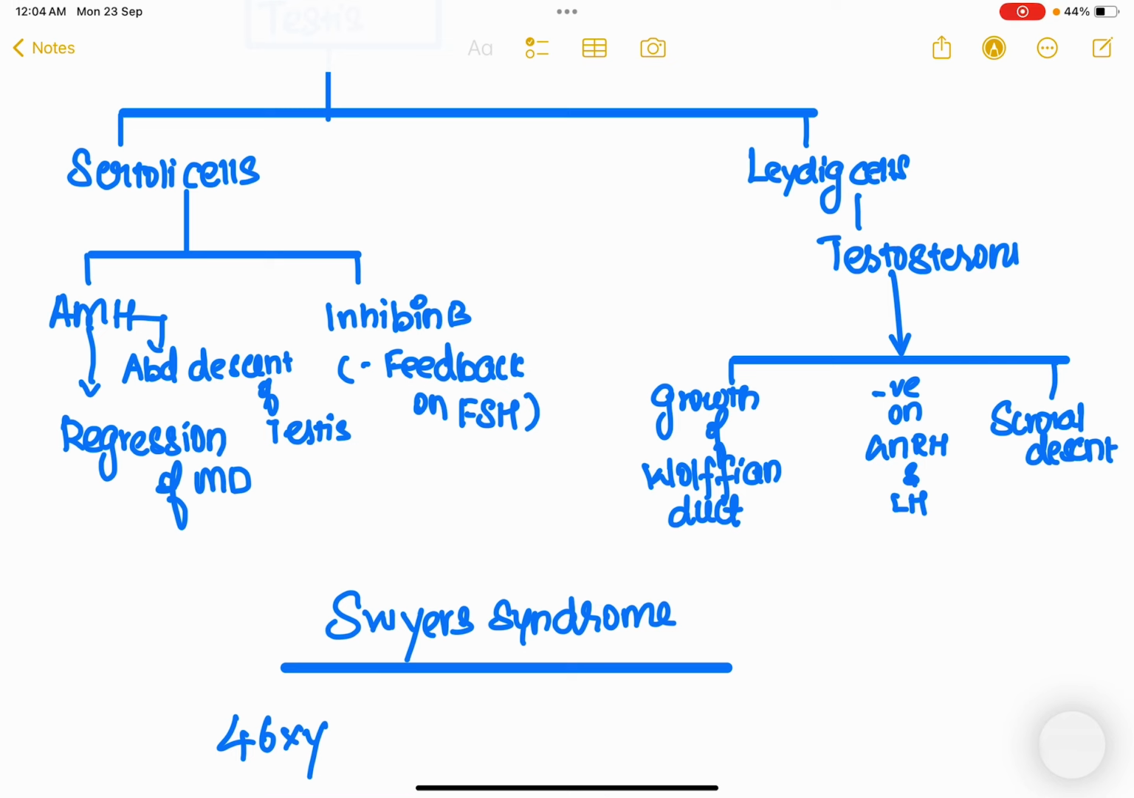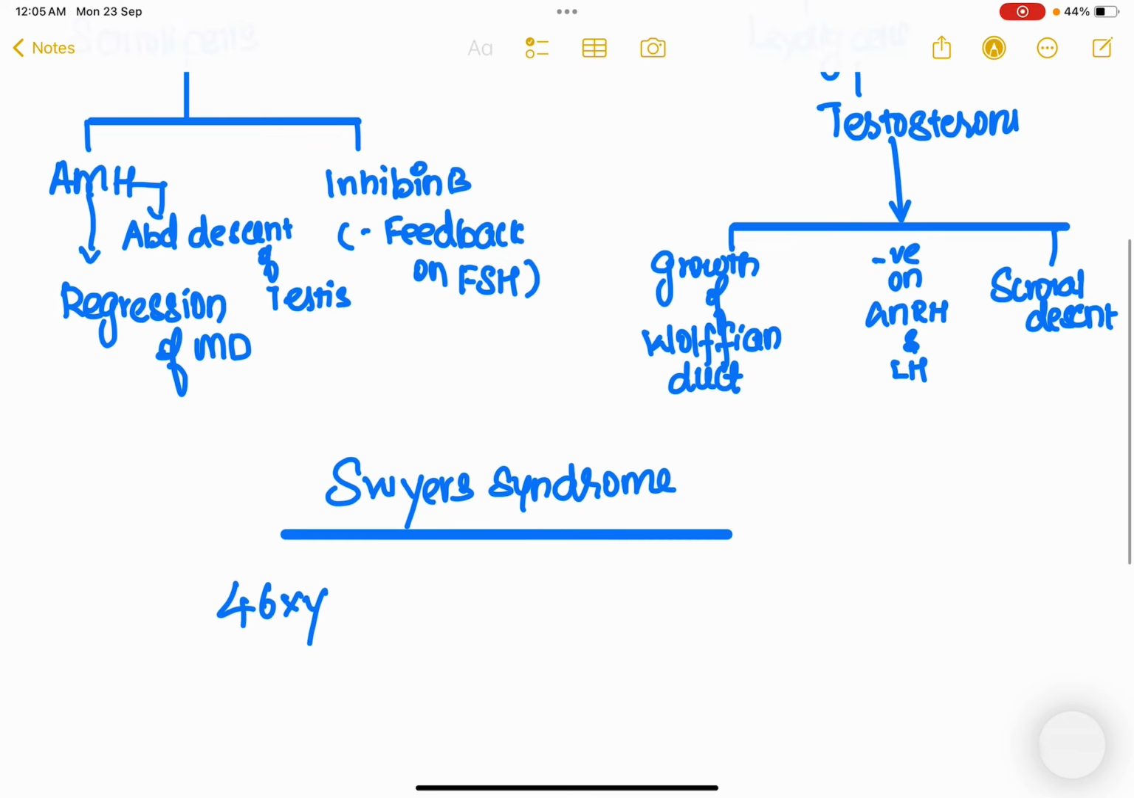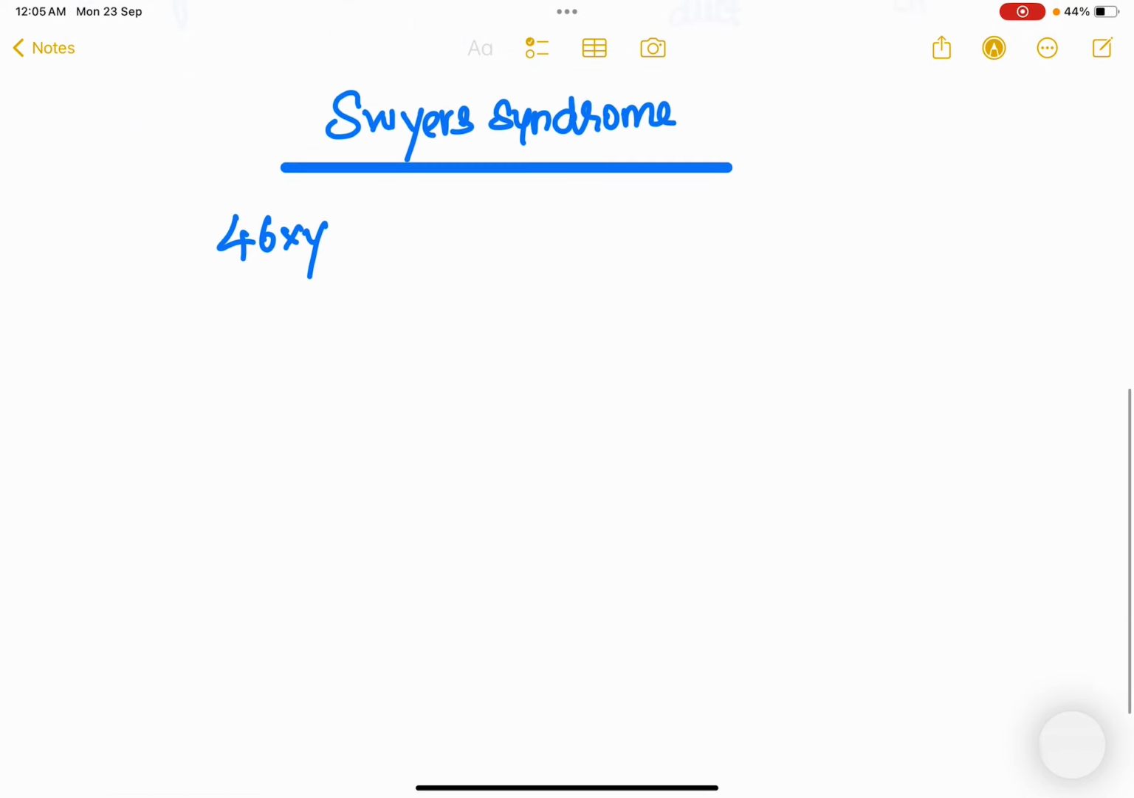Okay. So Leydig cells mainly secrete testosterone at about 8 weeks of intrauterine life. The main function of this testosterone is to cause the growth of the Wolffian duct, which is also called the mesonephric duct. It is very important for the formation of the male internal genital organs, which are the seminal vesicles, vas deferens, epididymis, and the ejaculatory duct. Testosterone also has a negative feedback on the GnRH and the LH in males. Also, this testosterone is responsible for the scrotal descent of the testis. Is that clear? Okay. So now let's get into the syndrome known as Swyer syndrome.